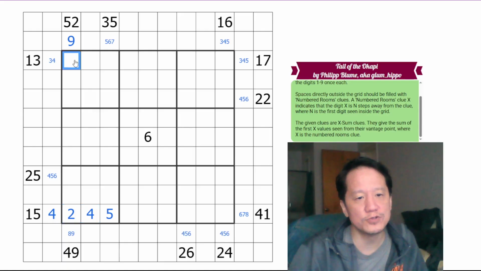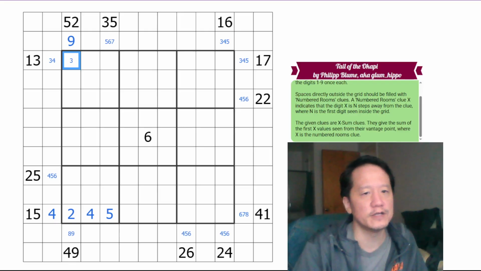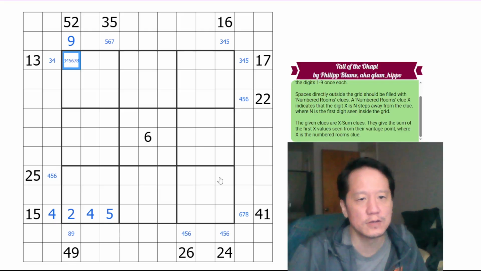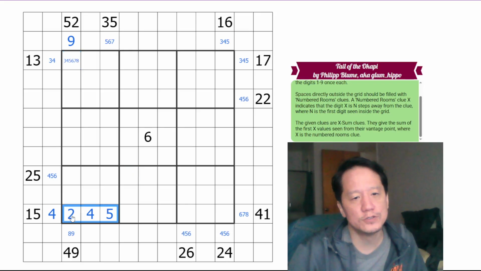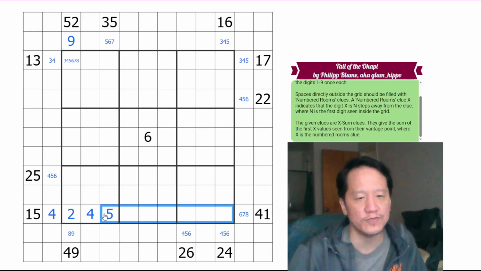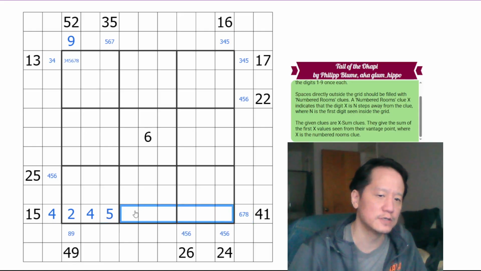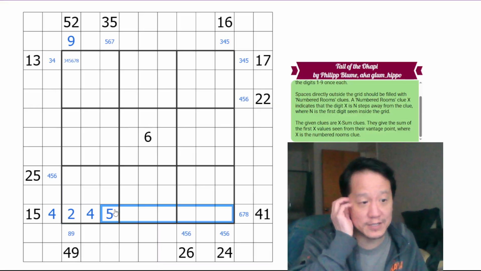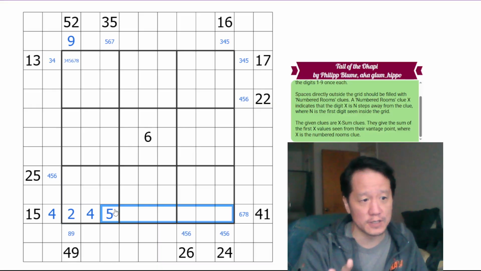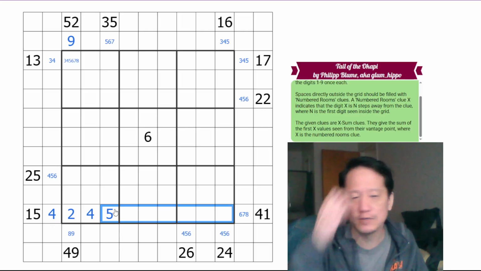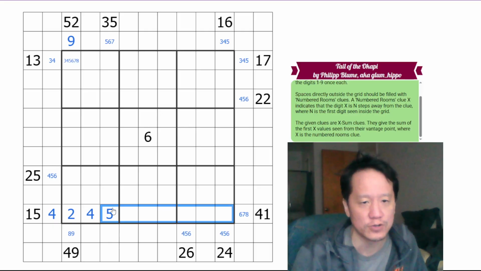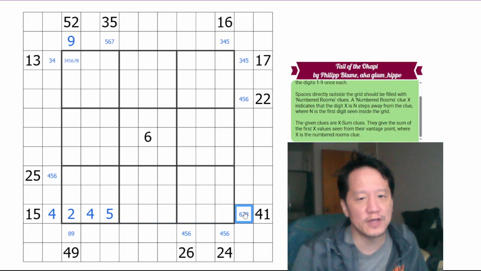This numbered room clue cannot be 1, 2, or 9. So it's 3 through 8 here. That's fine. 2, 4, and 5. If we have 8 here, that counts all of these digits plus an extra 8, which would be 45 minus 2 and 4, which is 6. So it's 39 plus 8, which adds up to 47. So that doesn't work. So I think this has to be 7.